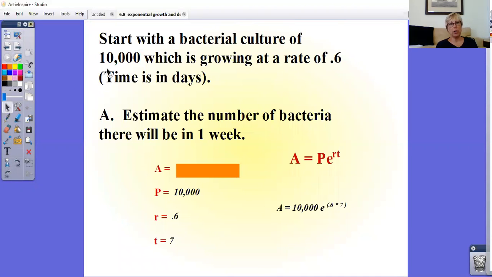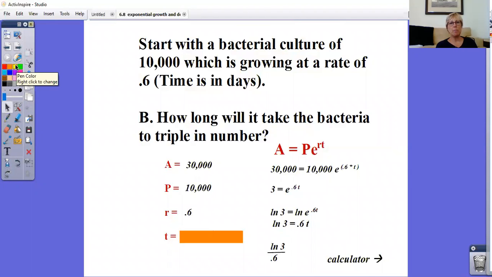So let's start with the bacterial culture of 10,000, which is growing at a rate of 0.6, and our time is in days. Estimate the number of bacteria in 1 week. So I want to estimate my final amount. My beginning amount is 10,000, my rate 0.6, and 1 week, 7 days. So I'll plug all of these variables in, and since I have to just solve for A, I can go to my home screen on my calculator, just type this in, and I will get my final answer. So I always list APRT and then fill in the 3 that I know and solve for the 1 that I don't know.